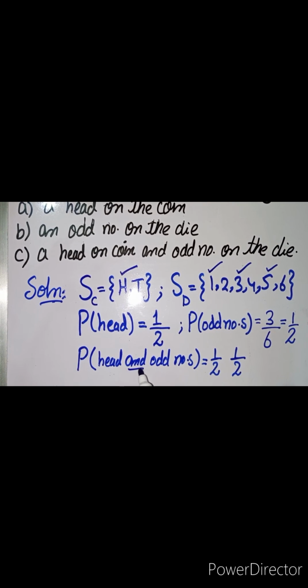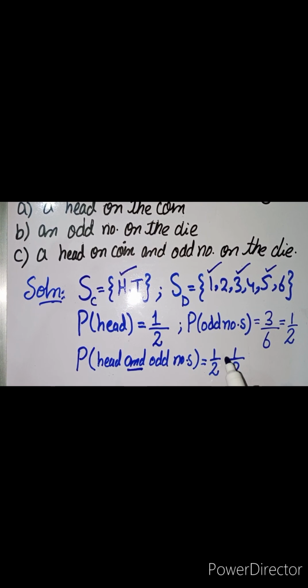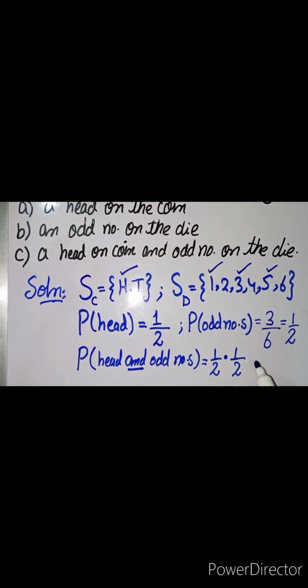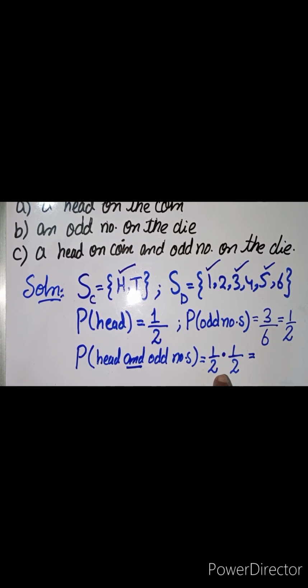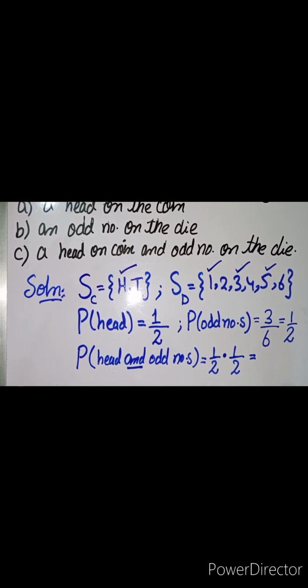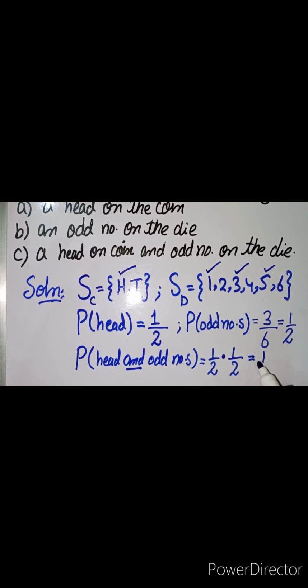And because of this 'and', you are going to put here the multiplication symbol. If you are having here 'or', you will put here plus rather than multiplication symbol. So you get the answer 1 by 4.